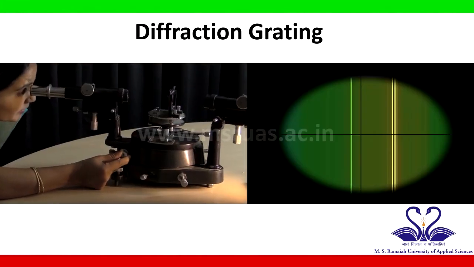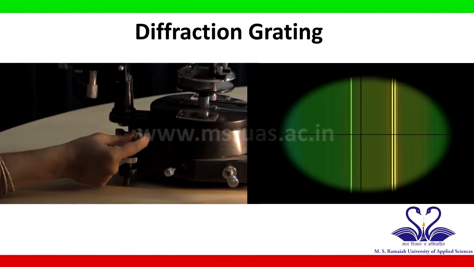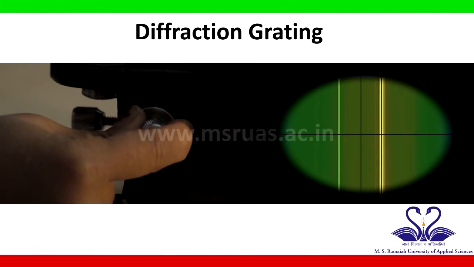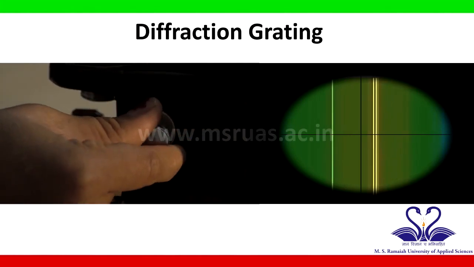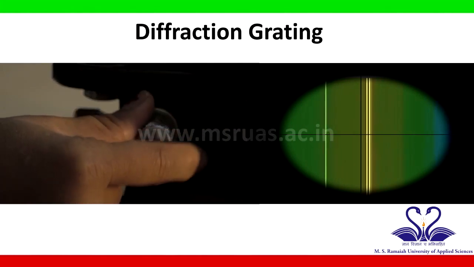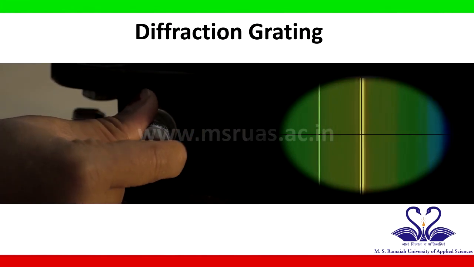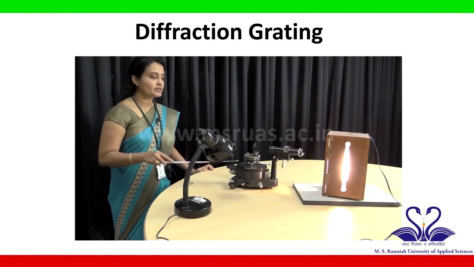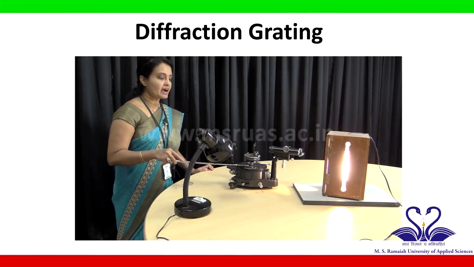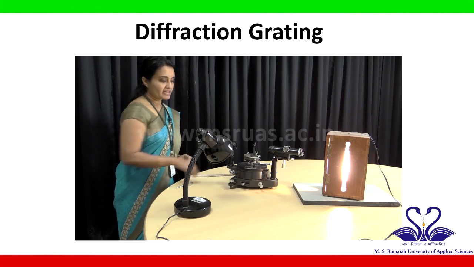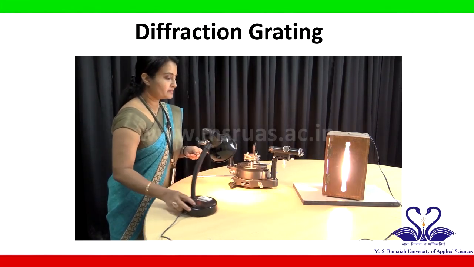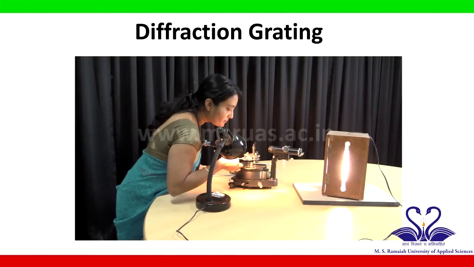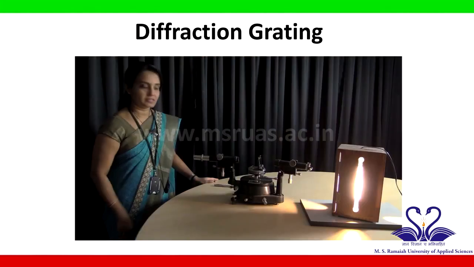Now, looking through the eyepiece, work on the tangential screw fixed to the base of the telescope. Your cross wire moves. Now fix the vertical cross wire exactly on the LO1 line. The reading corresponding to the LO1 line can be recorded by noting down the values in the main scale and the vernier scale. Use the magnifier, switch on the lamp, record the main scale reading and the coinciding vernier division.